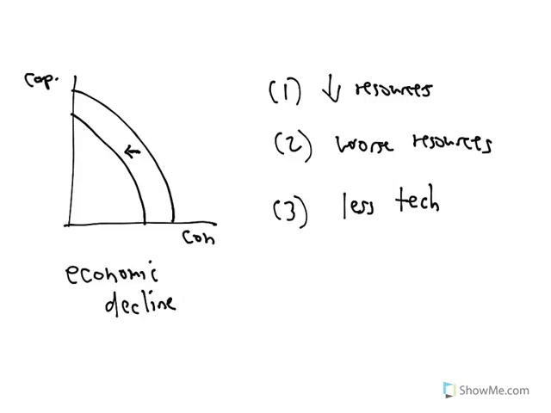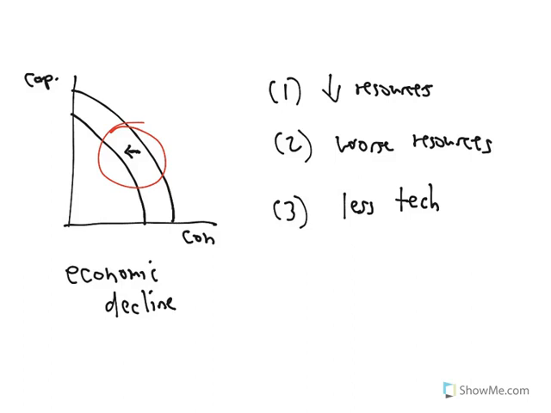And so this is economic decline. We're not producing as many goods and services as we were before. And again, we indicate that by a leftward arrow. Remember the arrow. Please remember that arrow.